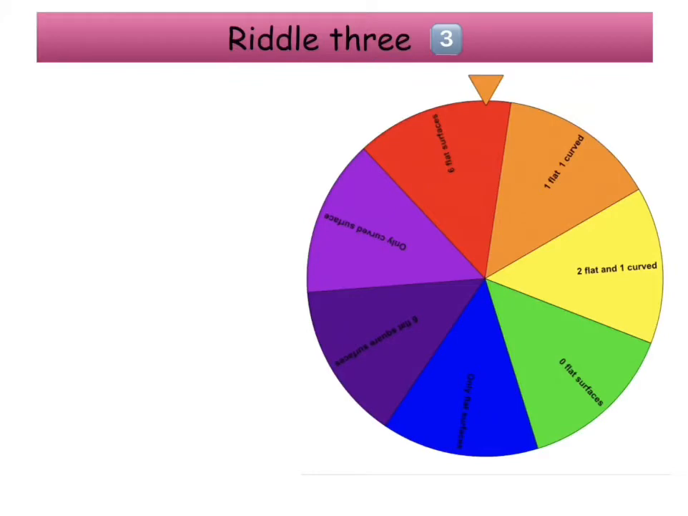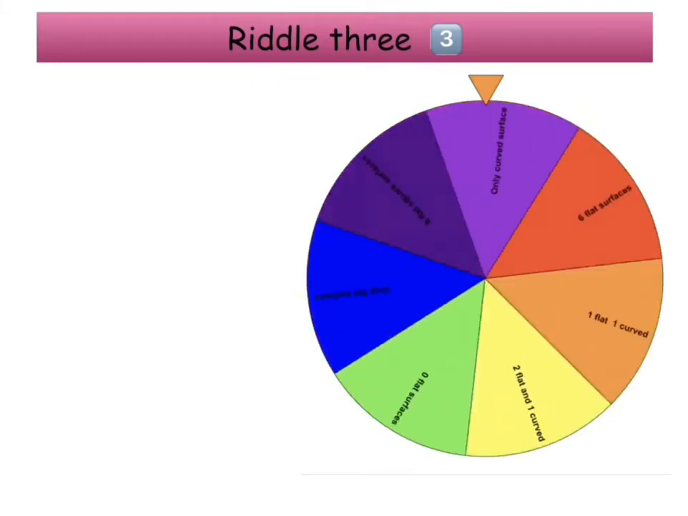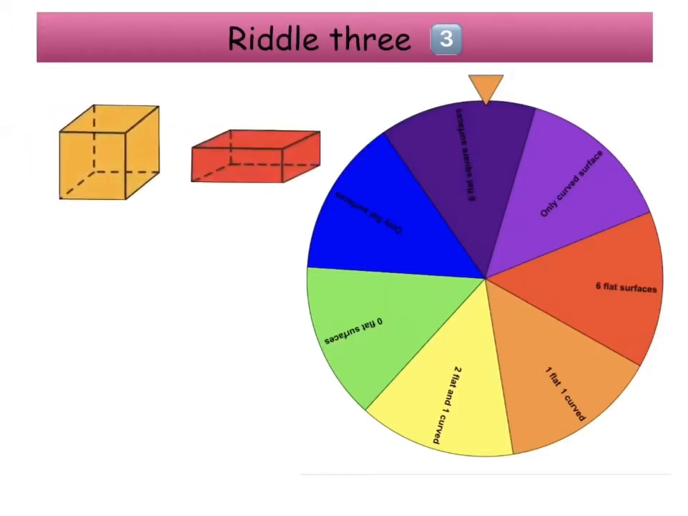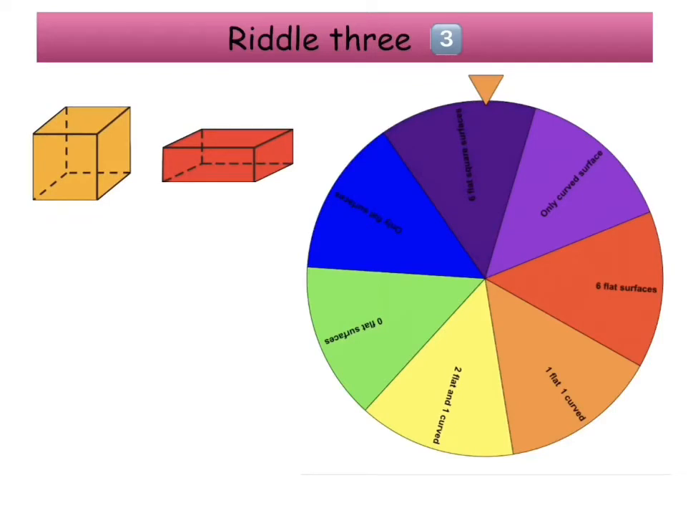Riddle number 3. Let's spin the spinner. Okay, the shape has 6 flat square surfaces. Again, 6 flat square surfaces. Now let's see the choices. Here I have a cube and a rectangular prism. Do you remember, grade 1, when we said that the cube is a special kind of rectangular prism? Do you remember why it was so special?